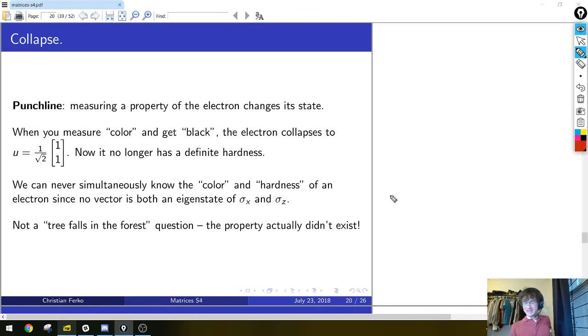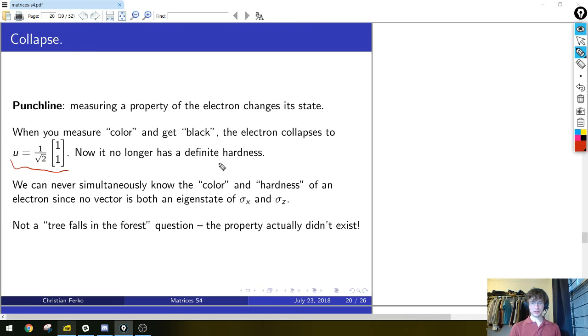The real takeaway from, I think it was postulate 4, and from this example, is that measurement always changes the state of a quantum system. As we saw in the previous example, when we measured color and got black, even though the electron began as soft, the measurement which gave black changed the state to u equals 1 over root 2, 1, 1, which is known to be black. So the electron which started as soft and was measured black no longer has a definite hardness.